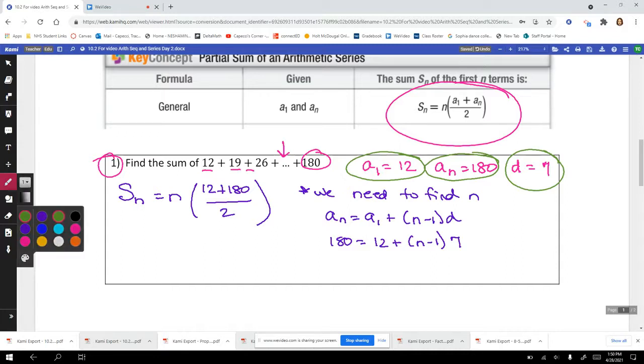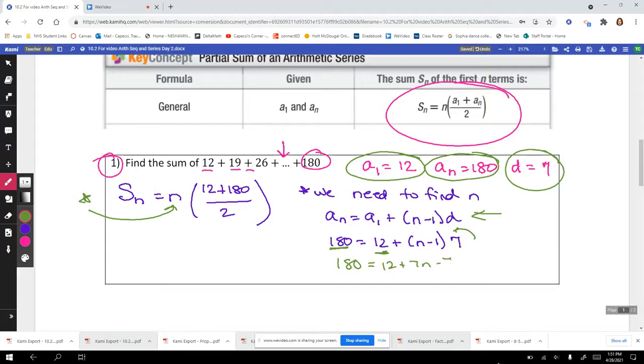When I'm trying to find the sum, this is what I have so far. I need to find that n term. That's the one variable that I don't have in that formula. So I substitute into the formula we were using in the last few classes. A sub n is my last term, and my first term is 12. Then I do a little bit of algebra to figure out my n value. So I have 180 is equal to 12 plus 7n minus 7. That gives me 180 is equal to 5 plus 7n. Then 175 is equal to 7n. So n is equal to 25.